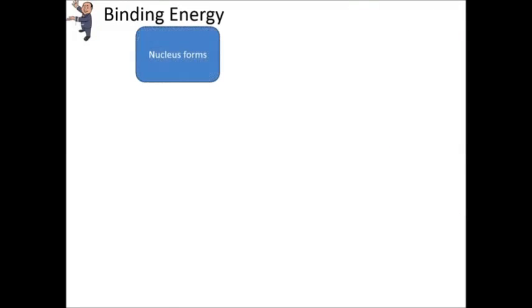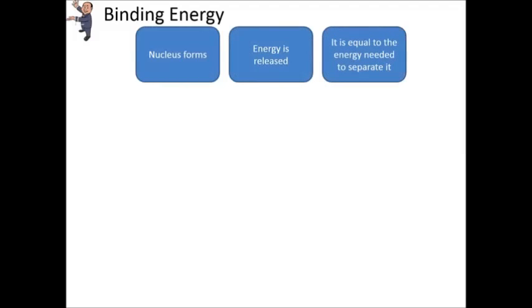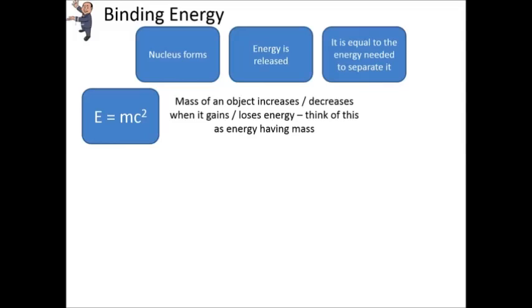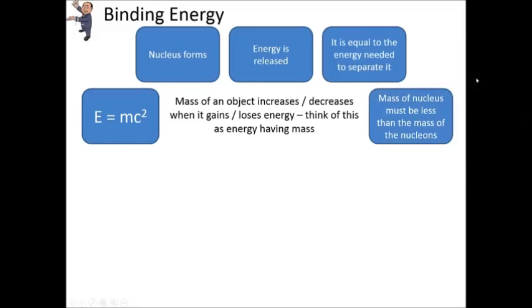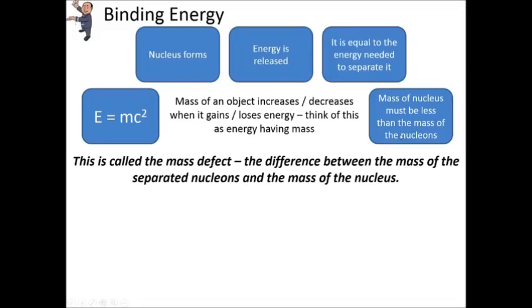All right, so let's just think about that. The nucleus forms, energy is released, it's equal to the energy needed to separate it, and we could use our formula E equals mc squared to calculate that, because we know that the mass of an object increases or decreases when it gains or loses energy, and this is the idea of energy having mass. So the big one here is the mass of the nucleus must be less than the mass of the nucleons. That is absolutely crucial for your understanding of binding energy, and this is called the mass defect. The difference between the mass of the separated nucleons and the mass of the nucleus is the mass defect.